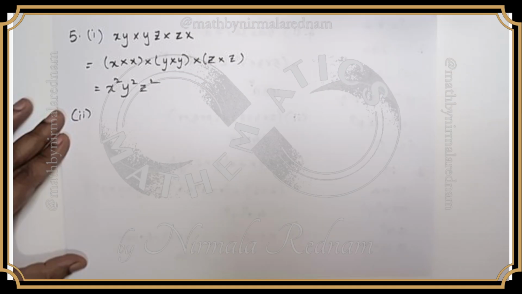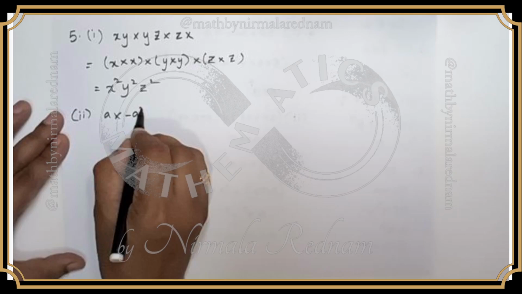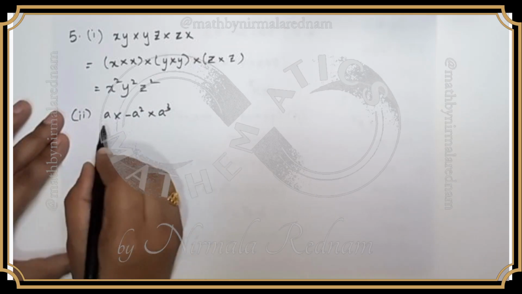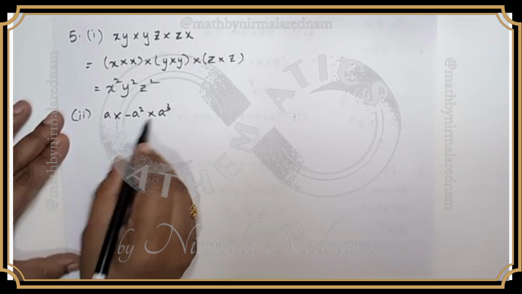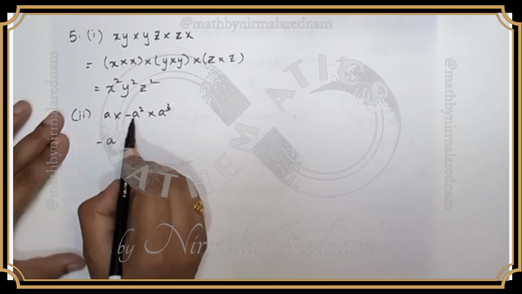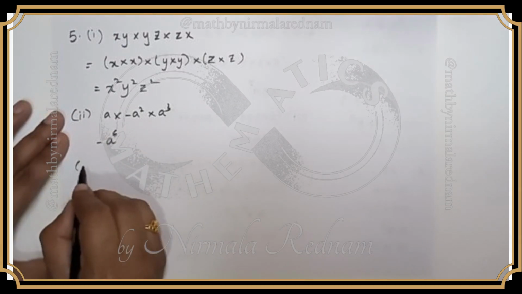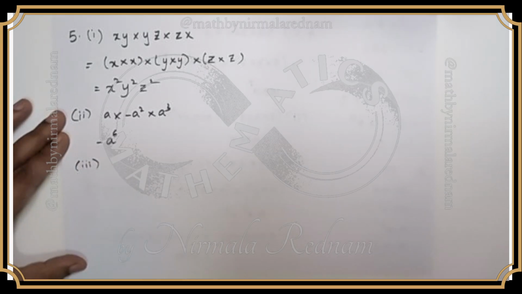Second, I have a, minus a square and a cube. So the coefficients are 1, minus 1 and 1, which will give me minus 1. And then I have 6 a's, so it is a power 6. That's your final answer.